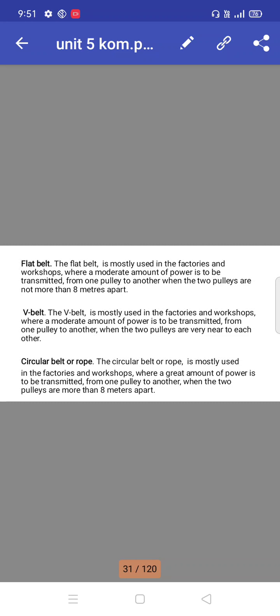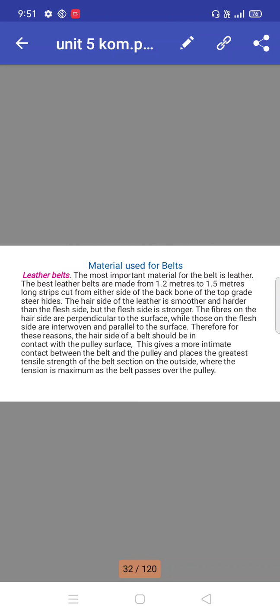Circular belt or rope. Circular belt or rope is mostly used in factories and workshops where a great amount of power is to be transmitted from one pulley to another when the two pulleys are more than 8 meters apart. Materials used for belts: leather belts. The most important material for the belt is leather. The best leather belts are made from 1.2 meters to 1.5 meters long strips cut from either side of the backbone of top grade steer hides.